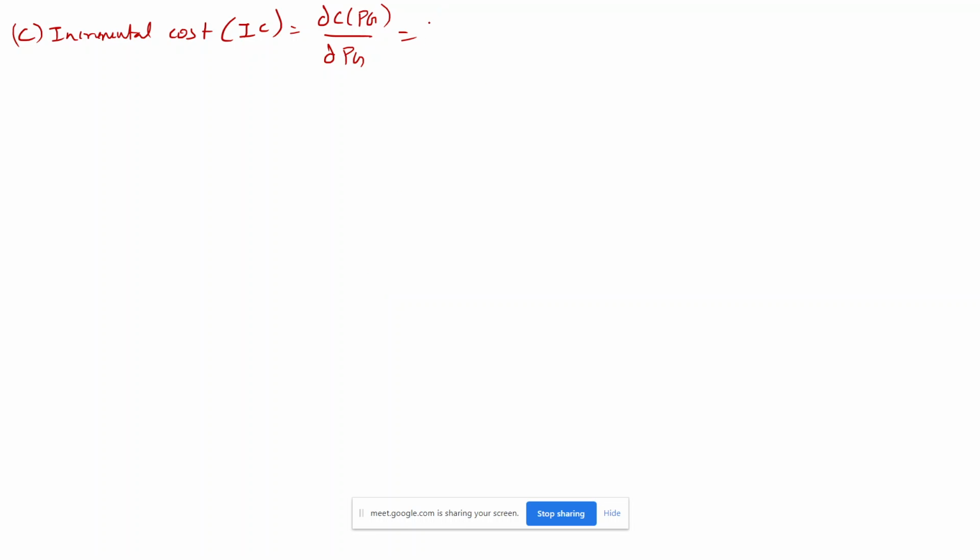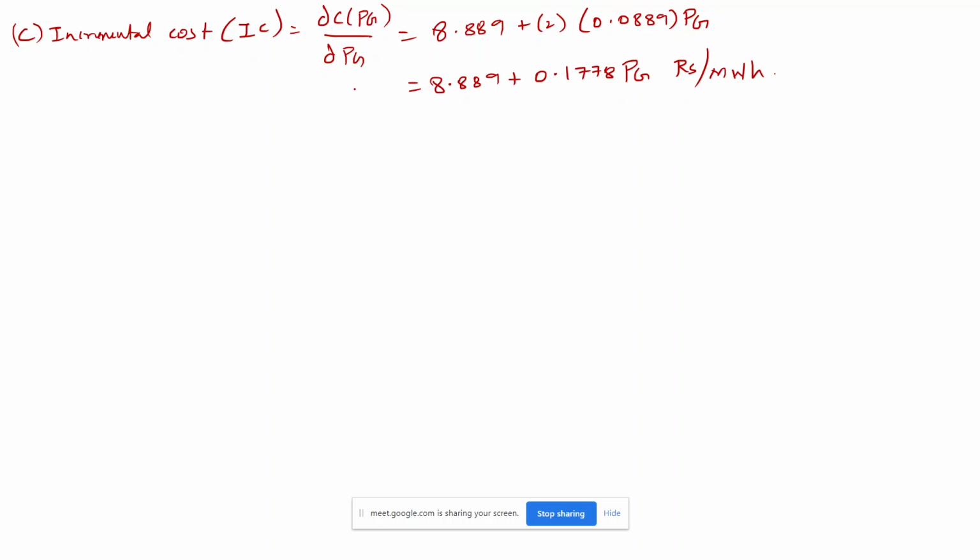So if you solve that, B is nothing but 8.889 plus 2 into 0.0889 into PG. Okay, and then if you solve, we'll get finally 8.889 plus 0.1778 PG rupees per megawatt hour. So this is nothing but incremental cost. So incremental cost in general they are taking IC is equal to this value.